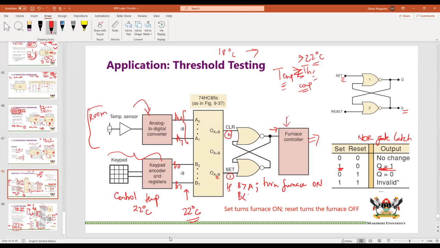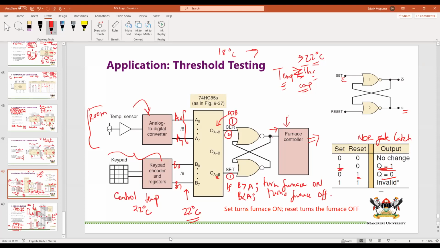If B is less than A, we can see that the output is here. That means A is greater than B. That is a 1. A 1 is going to clear. So if we have a 1 at reset, we clear that. And that really means that we have turned the furnace off. Turn furnace off.